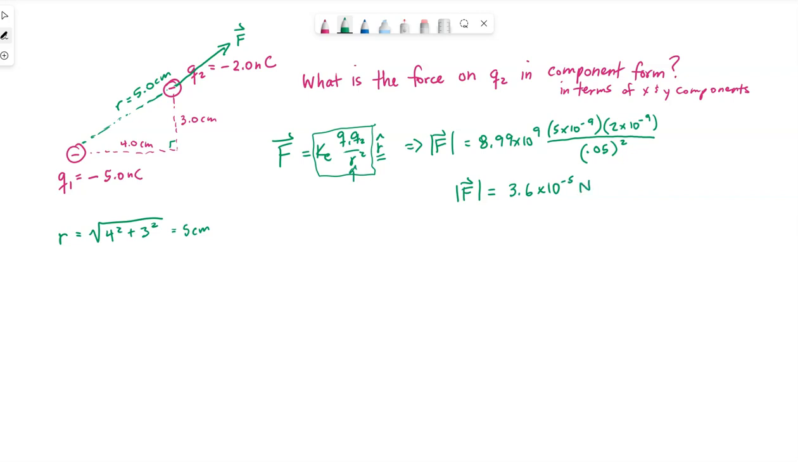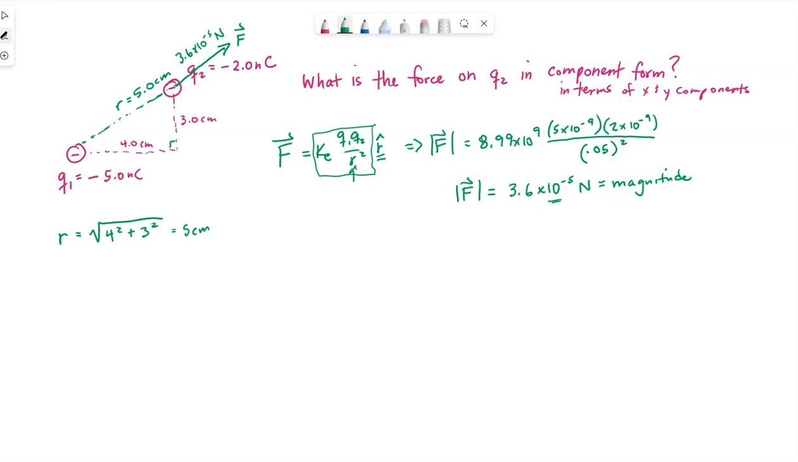I've changed my calculator to scientific mode to put it in the scientific notation, 10 to the negative fifth. So that represents the strength of this force. How big of a push that Q2 is experiencing. So this is the magnitude of the force.